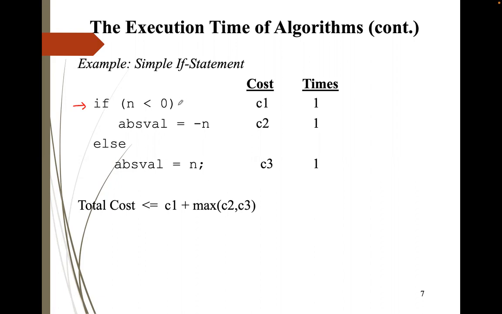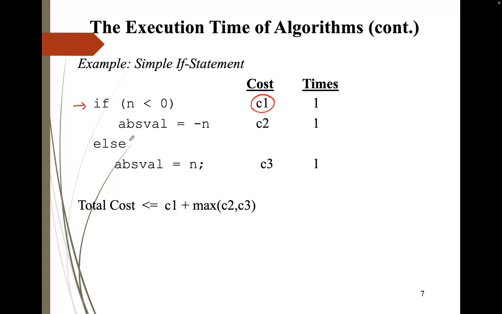So this if condition will always be executed. And let's say this if condition has a runtime C1. Here it will check whether the n value is less than 0. So it's a specific instruction, and it has a certain amount of time cost, which is a constant C1. And times means how many times this instruction will be executed. Here you can see that it's a simple if statement. It will be executed only one time.